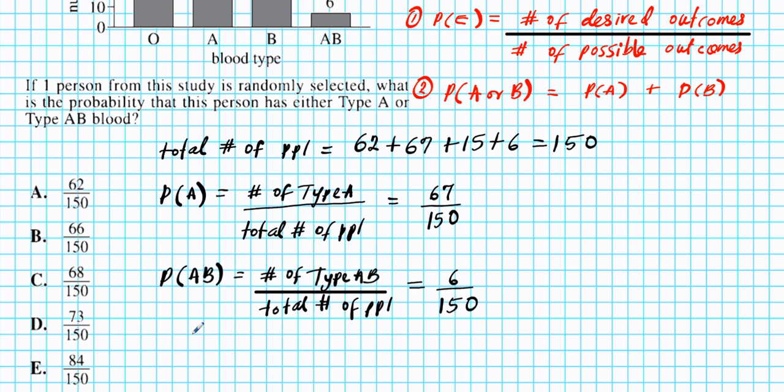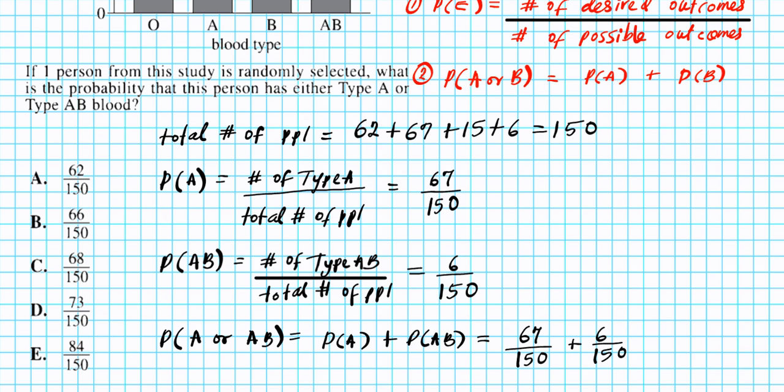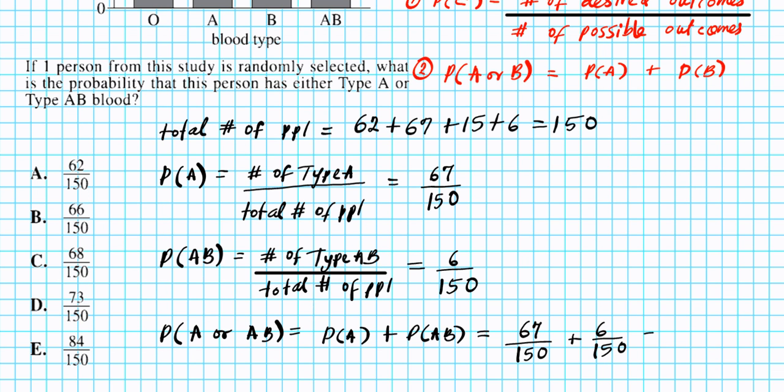So now what do we do with these two probabilities? As indicated in the formula here, the probability of A or AB is simply determined by computing the probability of A plus the probability of AB. So the probability of A is 67 over 150, and I add the other probability of AB, 6 over 150. When you're adding fractions, the denominators have to be the same, which is the case here. So you add the numerators, 67 plus 6 is 73, divided by 150. Answer is option letter D.